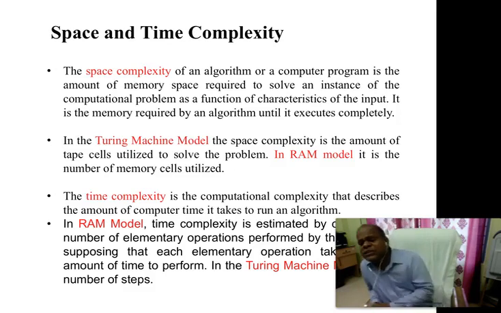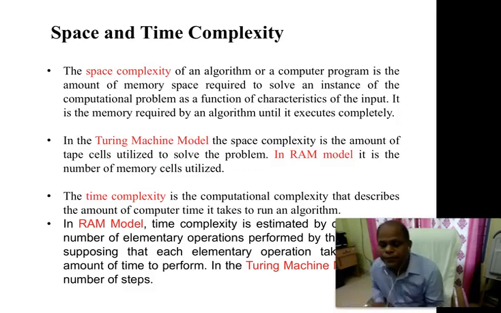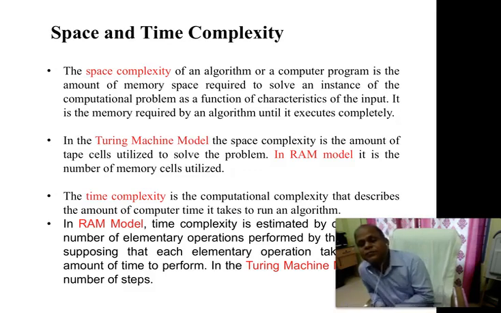Now the question is, what is space and time complexity? While we are analyzing the algorithm, a term comes up: what is space complexity and what is time complexity. As I have told, analysis of algorithm is finding what the performance is in terms of time, and how much memory space is required. The space complexity of an algorithm or a computer program is the amount of memory space required to solve an instance of the computational problem, as a function of characteristics of the input.